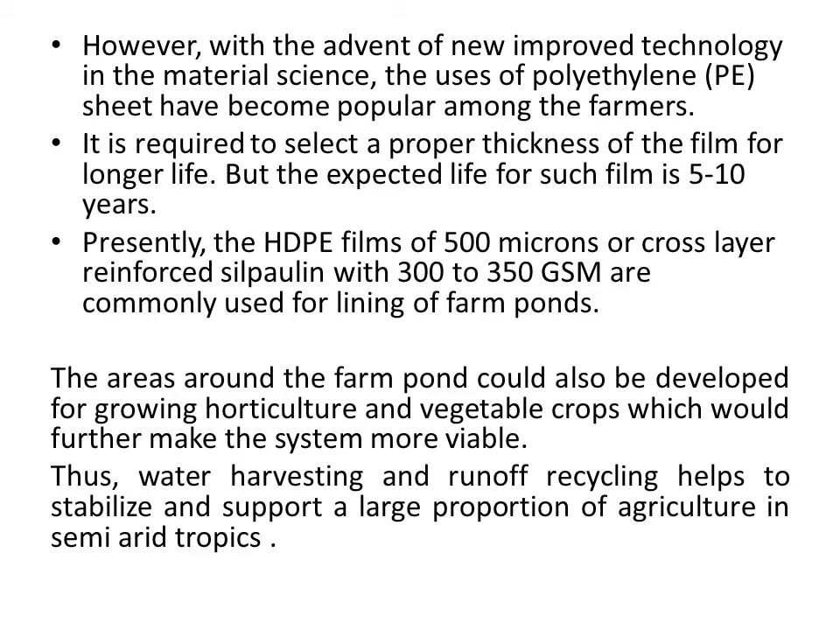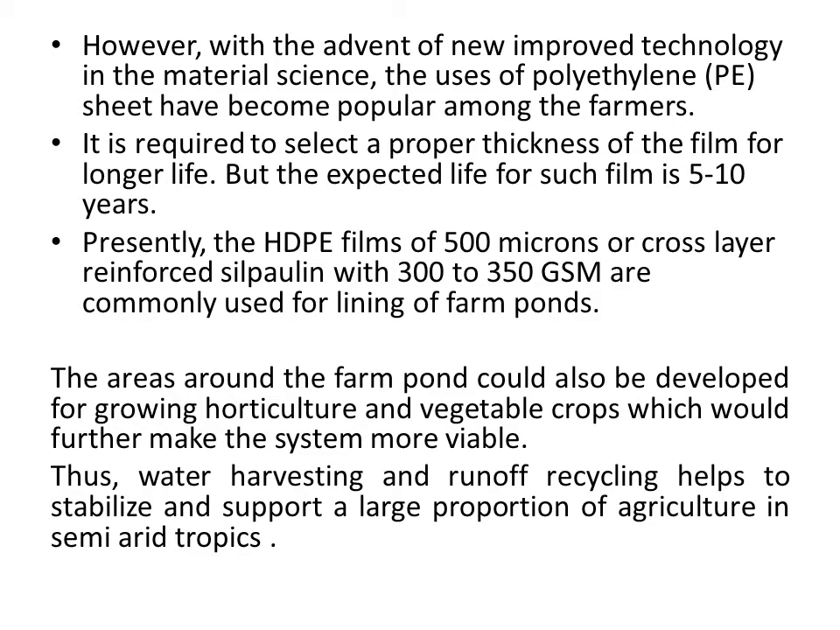Presently, HDPE films of 500 micron or cross-layer reinforced Silpaulin with 300 to 350 GSM are commonly used for lining of farm ponds. The areas around the farm pond could also be developed for growing horticulture and vegetable crops, which would further make the system more viable. So the area around the farm pond can be used for growing horticulture and vegetable crops.